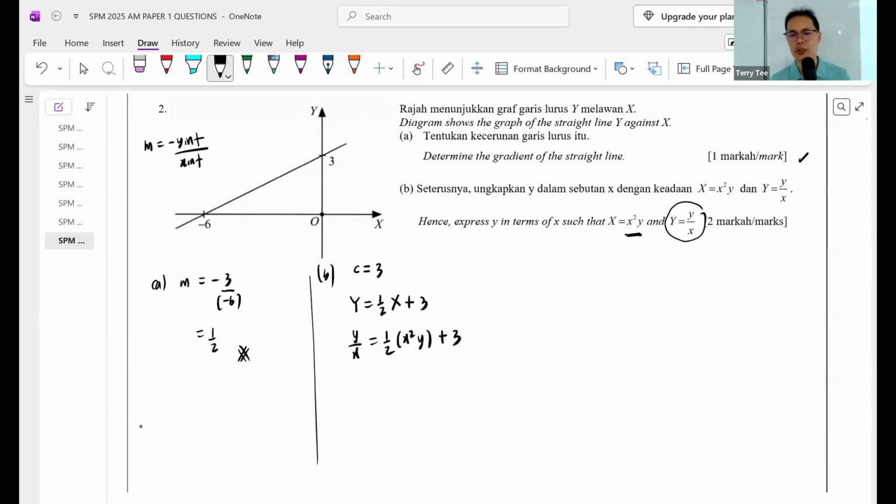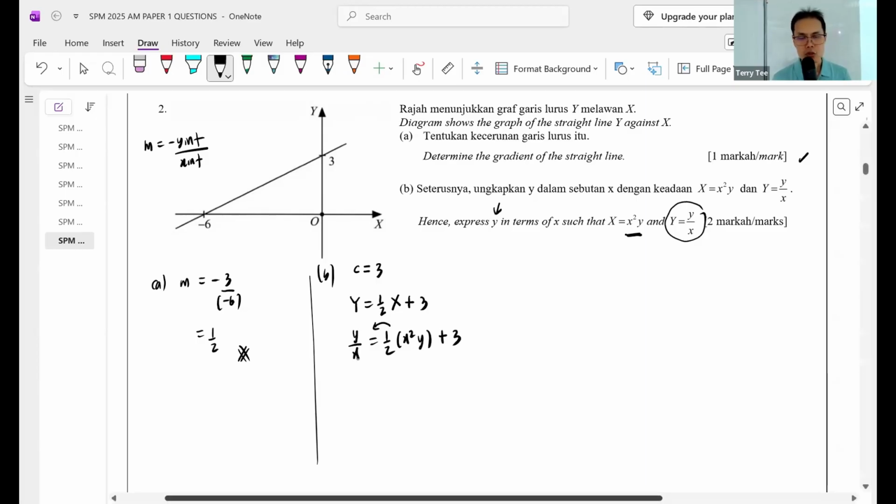So here we have a few ways to do it. I will show you the standard way. In order for you to make y the subject, you need to group all the y on the same side. So you may have to transfer this to the left-hand side. When I bring over, you have y over x minus half x squared y equals 3. Now, this is very annoying, right? You have fractions. So what should I do? I need to make sure they share the same denominator before I can combine them.